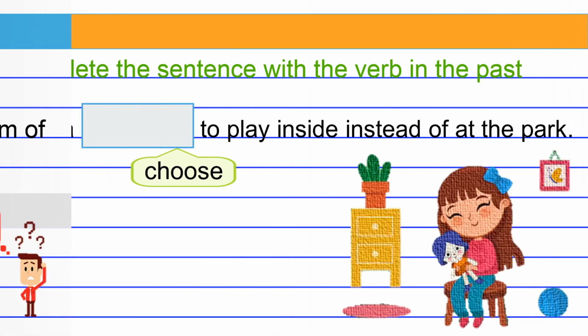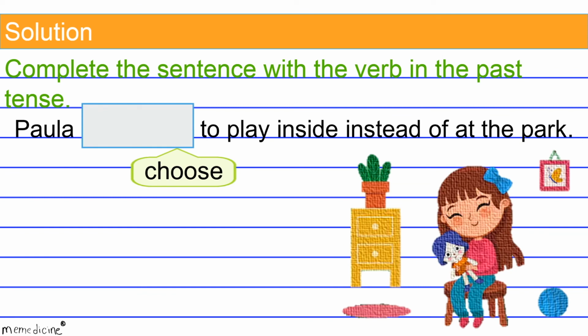All right, back to the original question, now for the solution. Chose is the simple past tense verb form of choose. This is an irregular simple past tense verb form because it doesn't end in a D or an ED, so you'll have to commit it to memory.